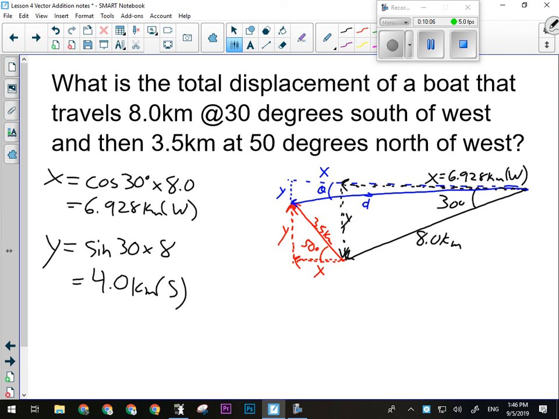All right, so we got 4 kilometers south. Okay, that's what this y here is. So in that first vector, I go 4 kilometers south and 6.928 kilometers, or sorry, west. All right, so I've got those two. Now I need to do the same thing for the red triangle. I just got different information, but I'm going to do the same calculations to calculate x and y for the red triangle.